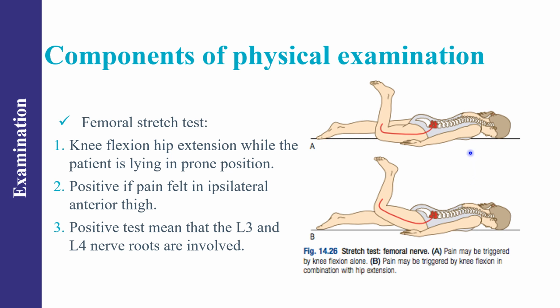Ask the patient to lie prone. You flex the knee. If the patient develops pain, that's suggestive of L3 and L4 nerve root involvement. And if the patient doesn't have pain, you lift the leg and extend the hip. Even in that position, the pain may come. So this is also suggestive of nerve root compression, L3 and L4.